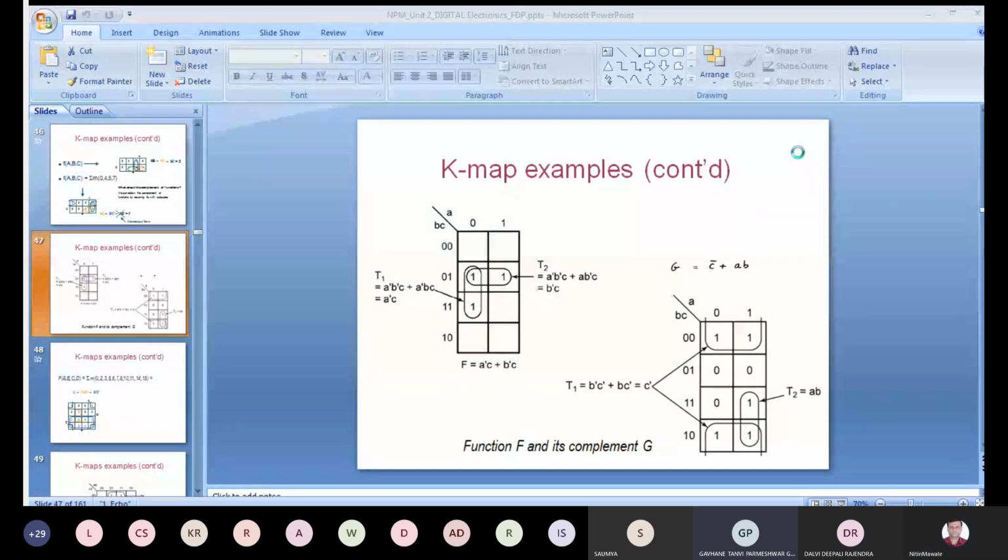A bar C bar plus AC plus B, correct. So every student, you should just check this answer. The correct answer is A bar into C bar plus A into C plus B. So B is for the quad and A bar C bar.